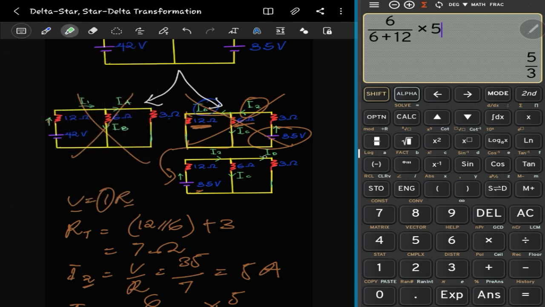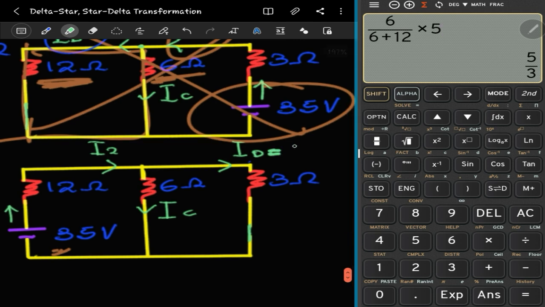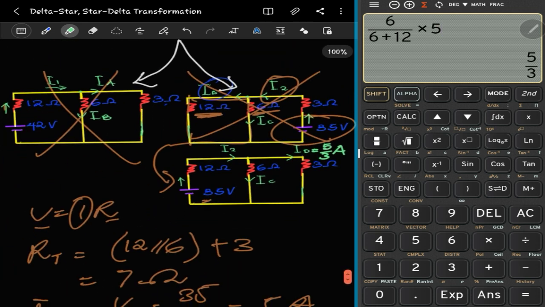The ID that we have here is 5/3 amperes, right? So we have that. So now we are done with this. Now we are going to deal with I2 to make our work easier.